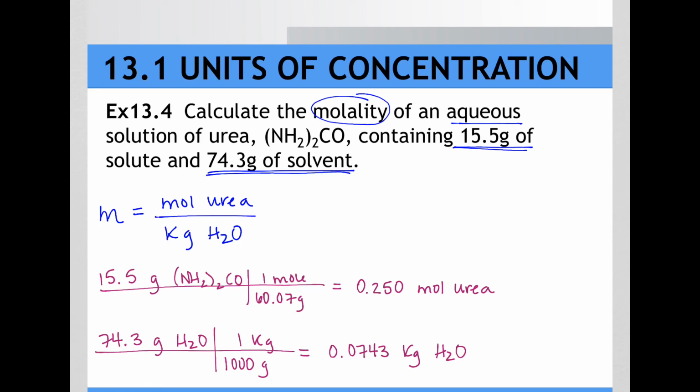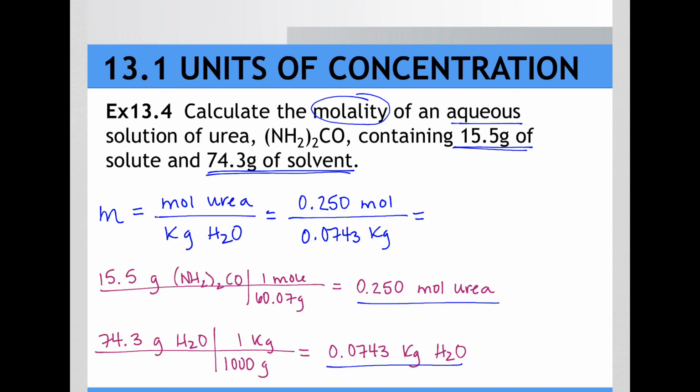All right, so this is what you would get. Again, just converting grams to moles and grams to kilograms. So now I can actually plug into my formula. Our moles of our solute was 0.250 moles. Again, you should use the raw number in your calculator, but that's just the rounded value for paper. And then our kilograms of solvent.